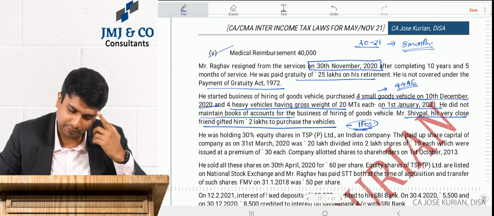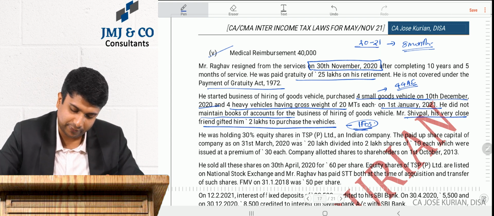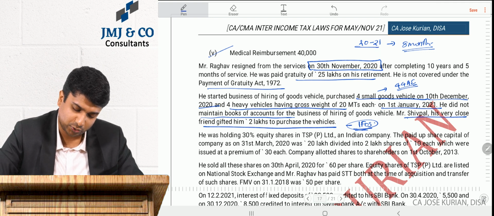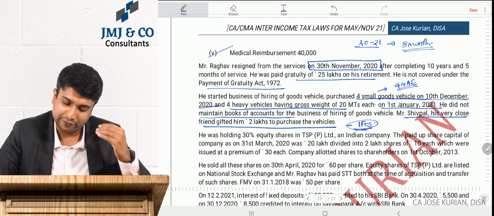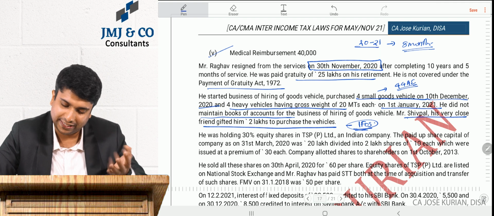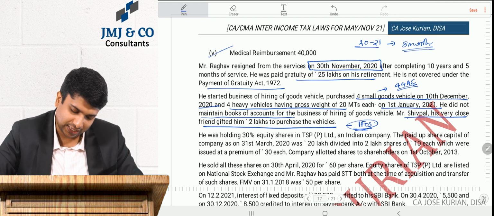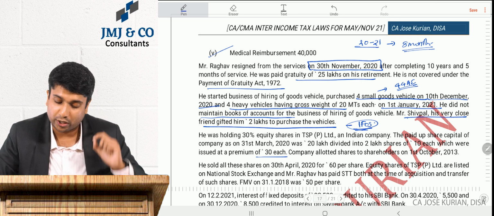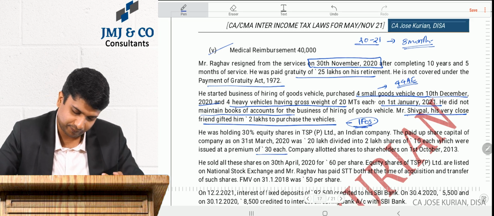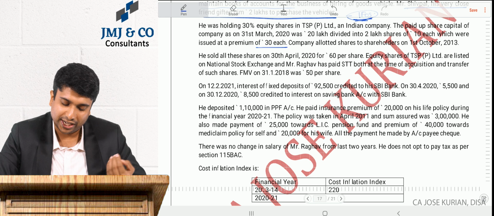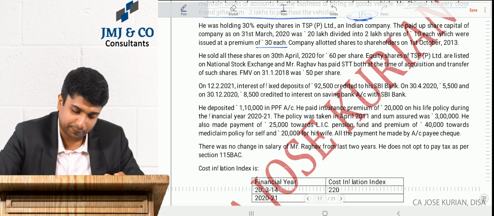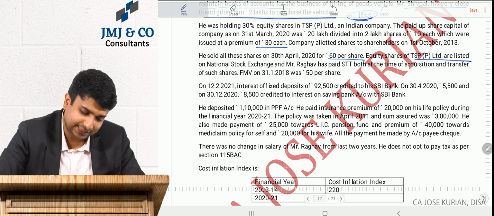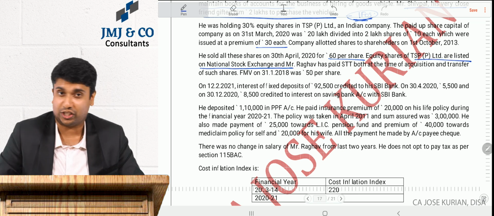He was holding 30% equity shares in TSP Private Limited, an Indian company, and the paid-up share capital of the company on 31st March 2020 was 20 lakh, divided into 2 lakh shares of 10 each, which are issued at a premium of 30 each. The company allotted shares to the shareholder on 1st October 2013. So he sold all the shares on 30th April 2020 for 60 per share. And equity shares of TSP Limited are listed on National Stock Exchange.